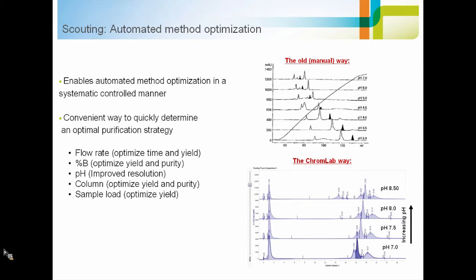You can even scout across different columns. If you're unsure of which is the best column for the particular protein, you could do multiple scouting runs over different column chemistries. And then also the binding capacity, how much sample can I load to the column to maximize the capture without overloading the column and then having the target coming off the column in the flow through.